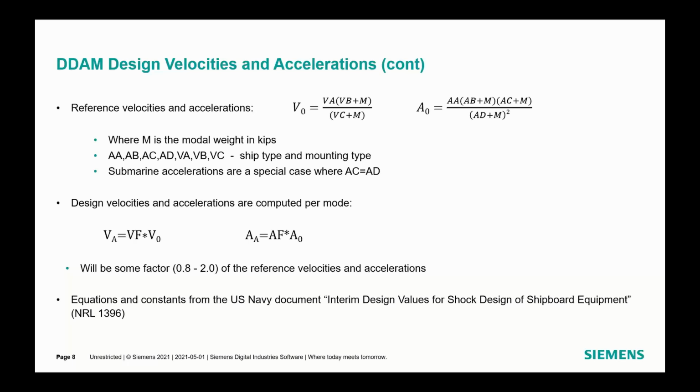Basically, what it boils down to in this second stage here is design velocities and accelerations are computed per mode, and they're generally a factor of 0.8 to 2.0 times certain reference velocities and accelerations. And this is fully described in the NRL 1396 document, which is pretty easy to find online. If you have any trouble finding it, let me know. I've got copies of things like that.